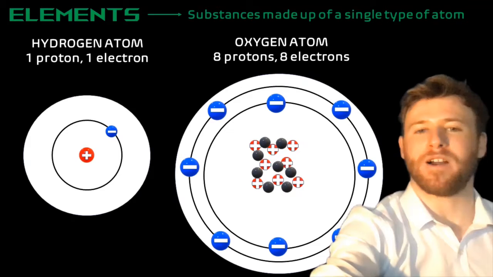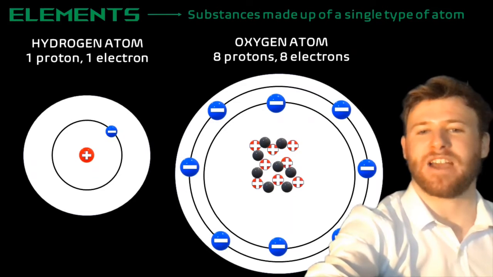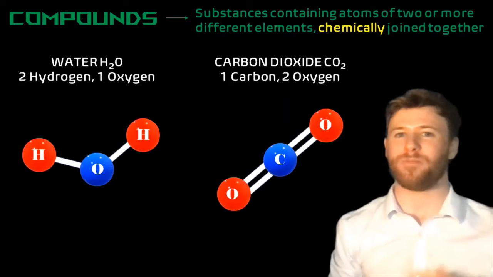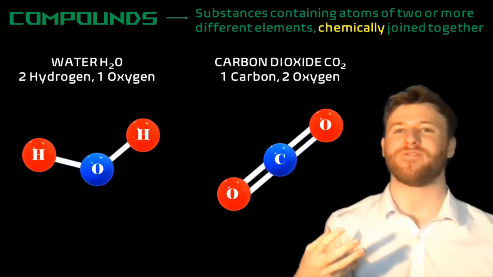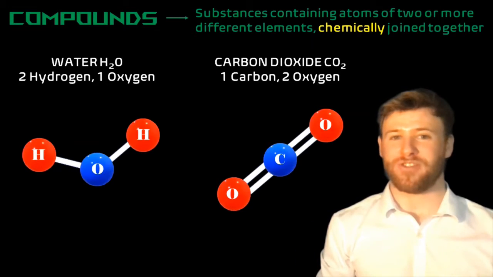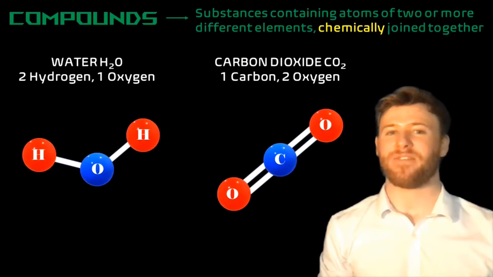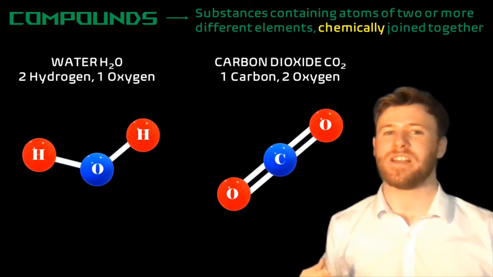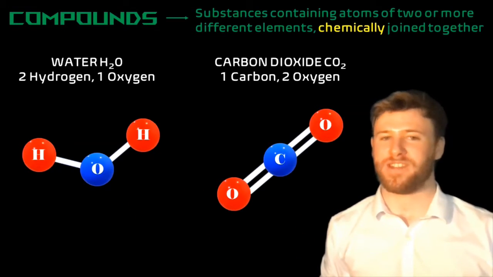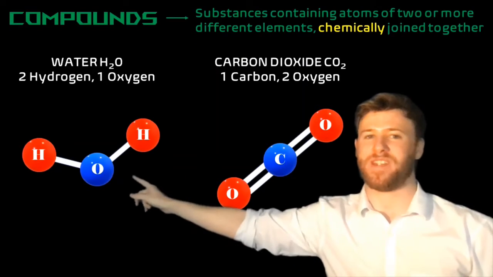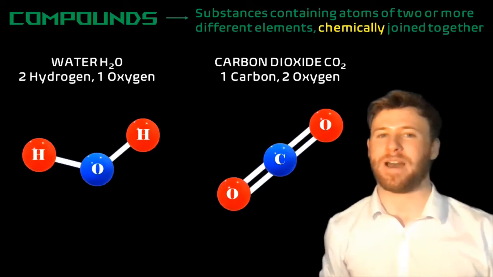Now, if we combine two elements together in a chemical reaction, we form what we call compounds. So again, compounds are formed by combining two different atoms or more in a chemical reaction, and they're chemically joined together or chemically bonded together. So this example over here, we've got water. Water comes from hydrogen and oxygen chemically reacting together, forming a chemical bond, which is represented by these lines here, to form the compound water.